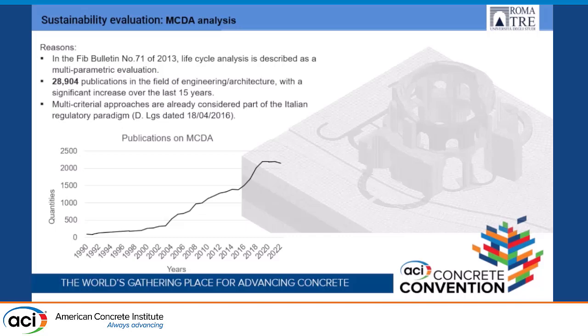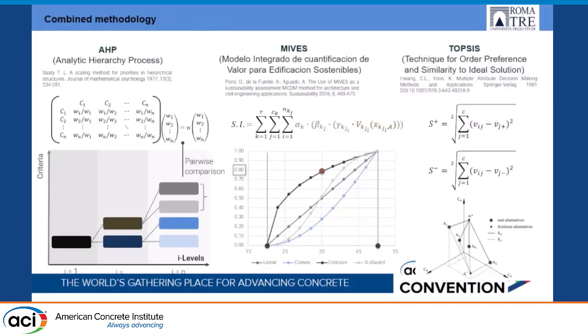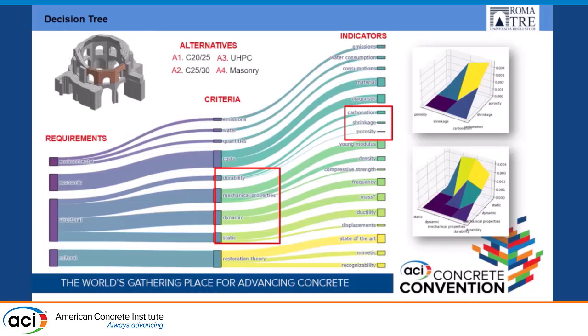Then, as the last example of the integrated methodologies, the application of multi-criteria decision analysis for the final evaluation of sustainability. We combine different methodologies, starting from the well-known analytic hierarchy process combined with a value function and with other methods to optimize the choice. This is the decision tree. The requirements satisfy sustainability and are expressed by different criteria measured by indicators.